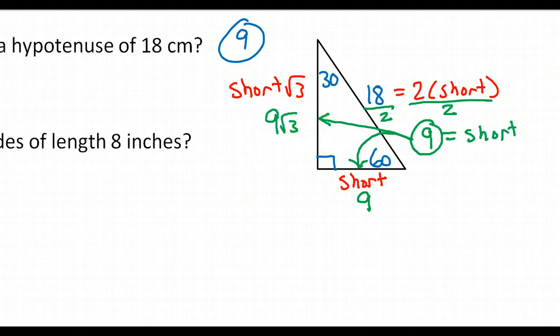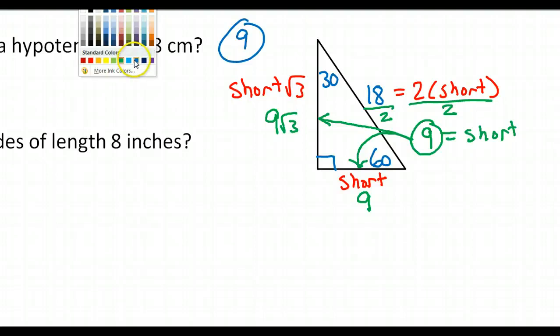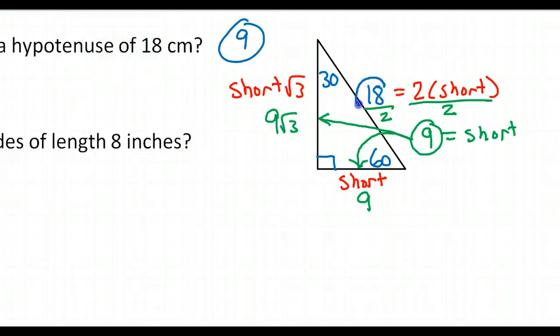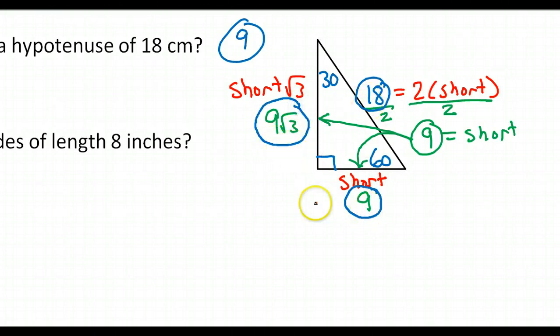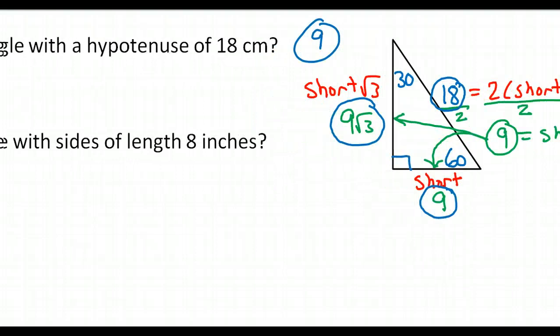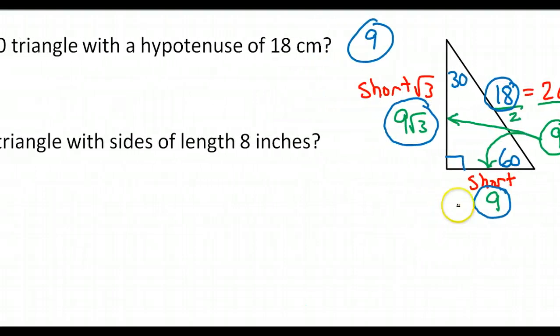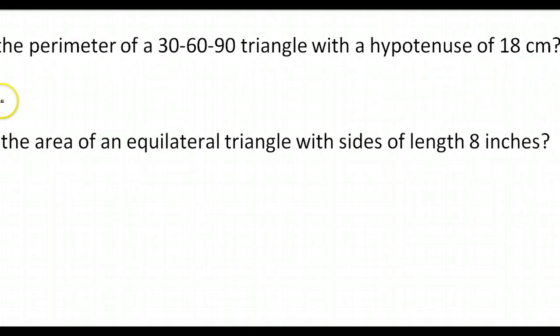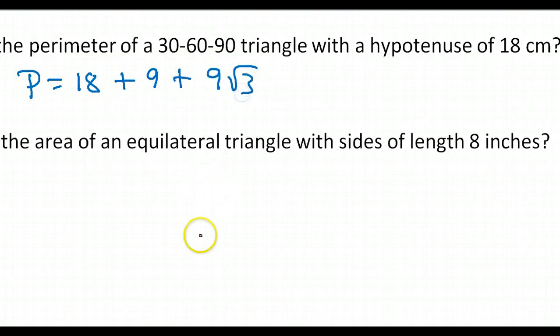Okay, so just focus on this for a second. So the 3 sides are, we had the 18 that we were given in the first place, the hypotenuse, we have the short leg is 9, and we have the long leg is 9 radical 3. These are the three sides. That's going to form the perimeter. So it's 18 plus 9 plus 9 radical 3. So the perimeter would equal 18 plus 9 plus 9 radical 3.